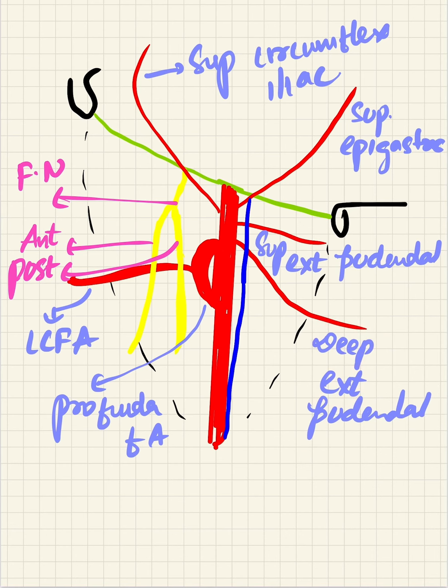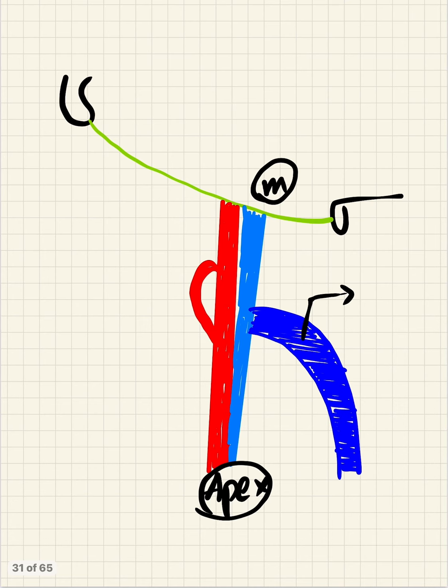Actually, I'm sorry, it's not oriented like this. It will be like this. See, it pierces the deep fascia and passes medially behind the spermatic cord and supplies the external genitalia. Now coming to the femoral vein.